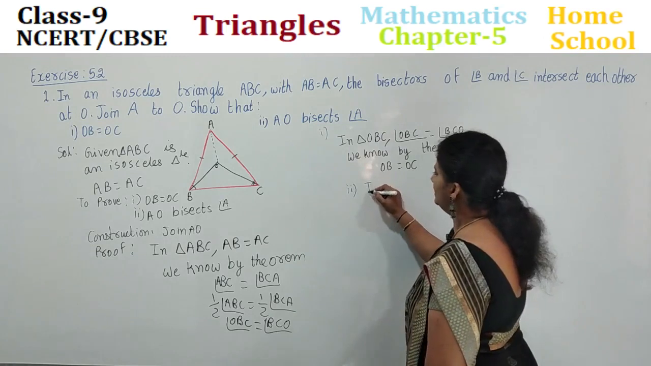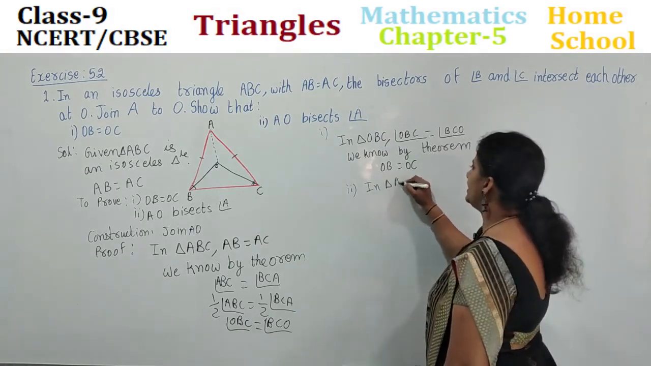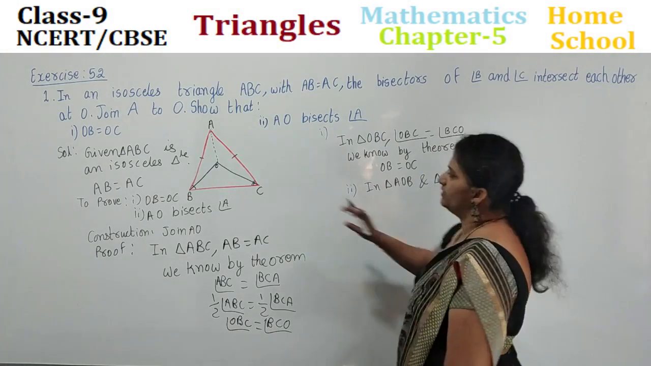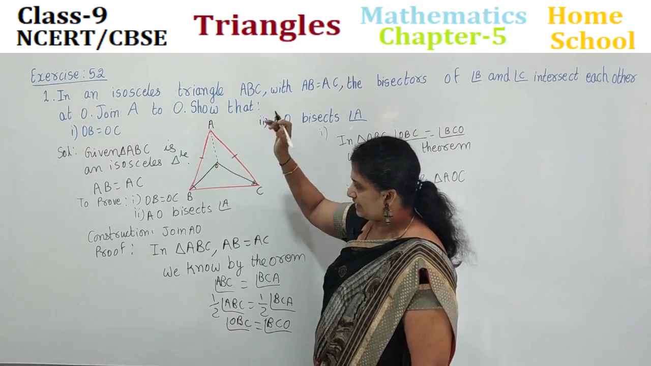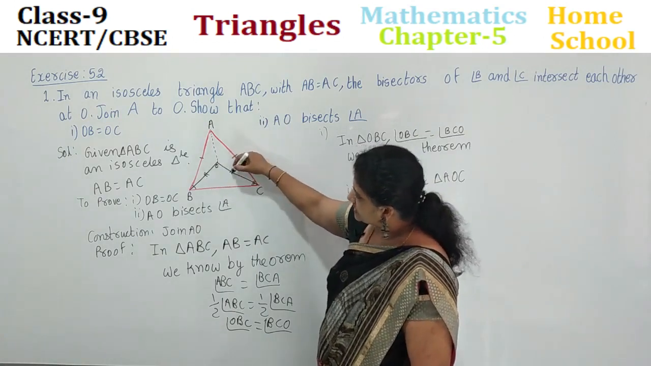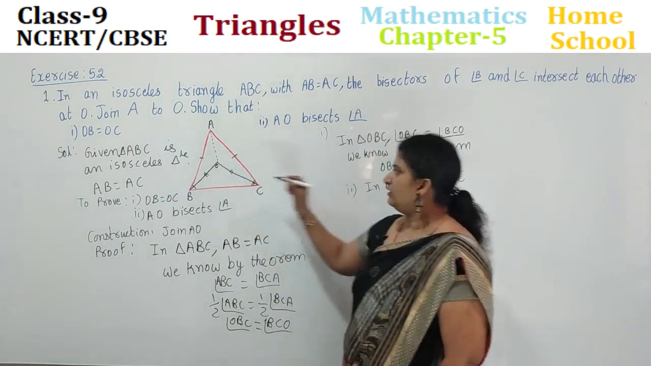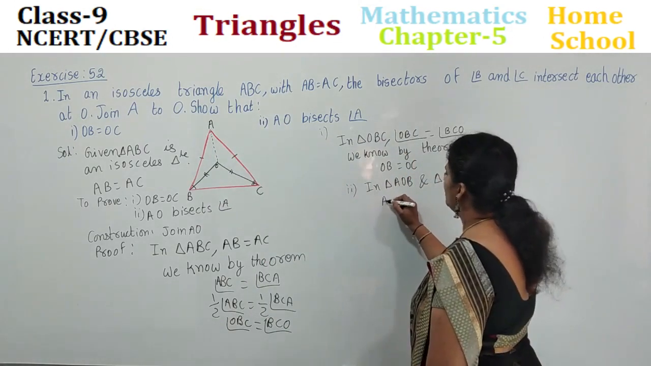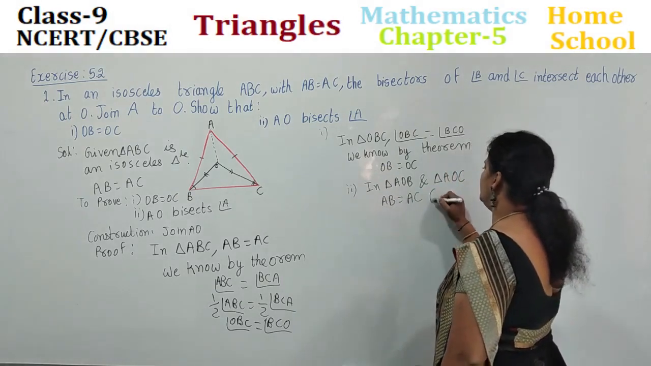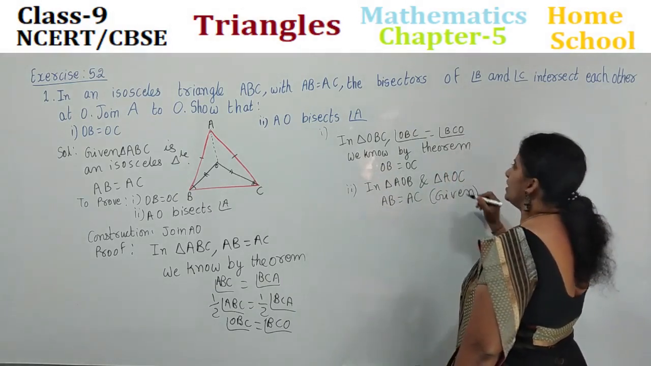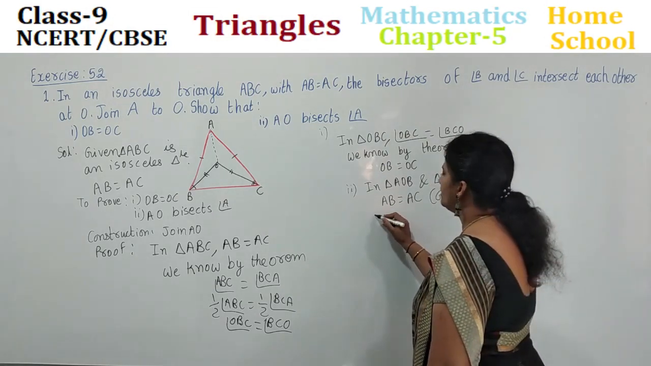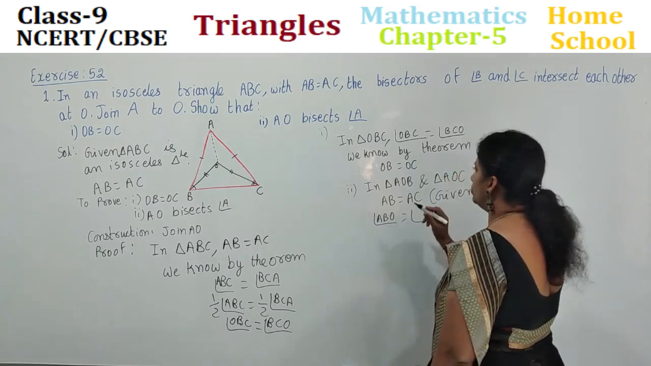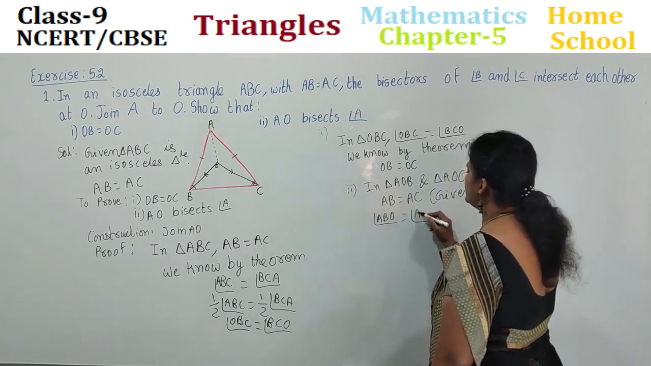Consider the triangle AOB and triangle AOC. See, children, this triangle and this triangle. Now, by above, what did I say? OB is equal to OC. Okay? And in triangle AOB and AOC, given AB is equal to AC. This is already given in your question. And next, I say that angle ABO is equal to angle ACO.